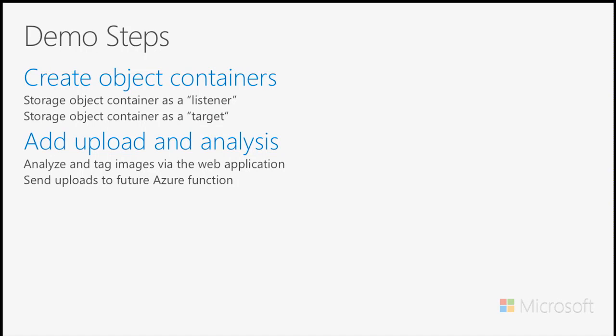And really what I want to do is, for those of you that are following along in these sessions, you'll realize that pretty soon we're going to have one of these containers listening for uploads. I want to point those out so that kind of in context we can see what's happening. So we're going to point out which storage object is going to be a listener, which one's going to be a target, and you'll understand what I mean when we look through this. And then we're going to prepare to have two things happen: analyze and tag these images via the web application, send them to storage, and we're going to send those uploads in the next session up to Azure Function. So let's go ahead and flip over and open up the Storage Explorer.